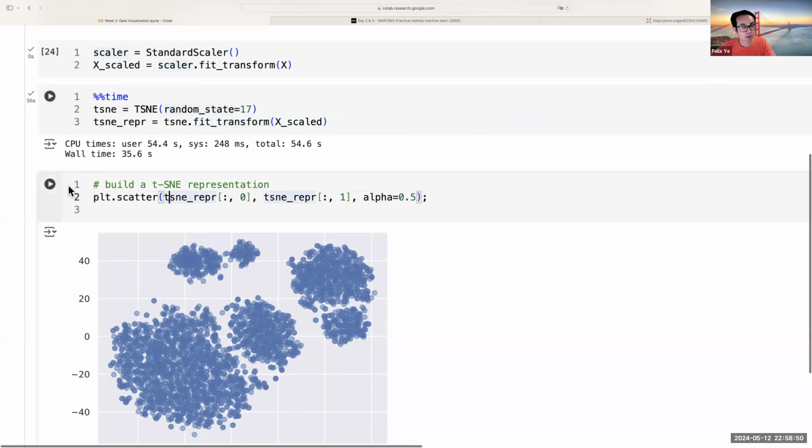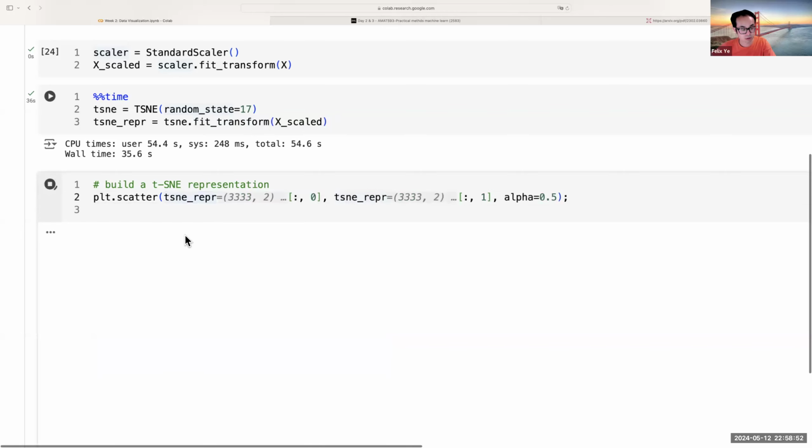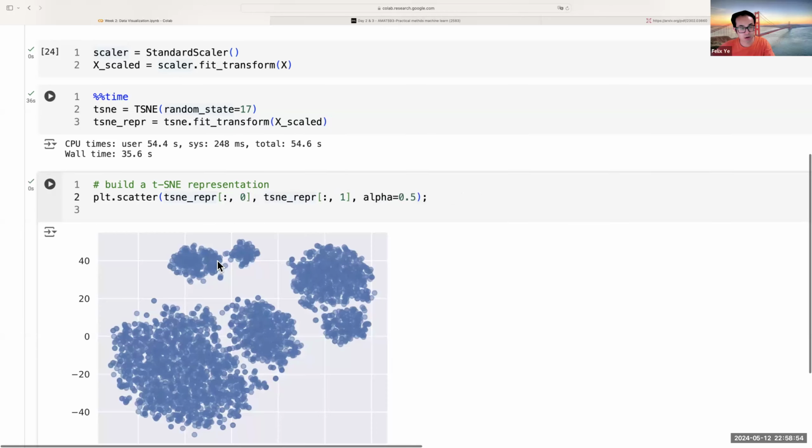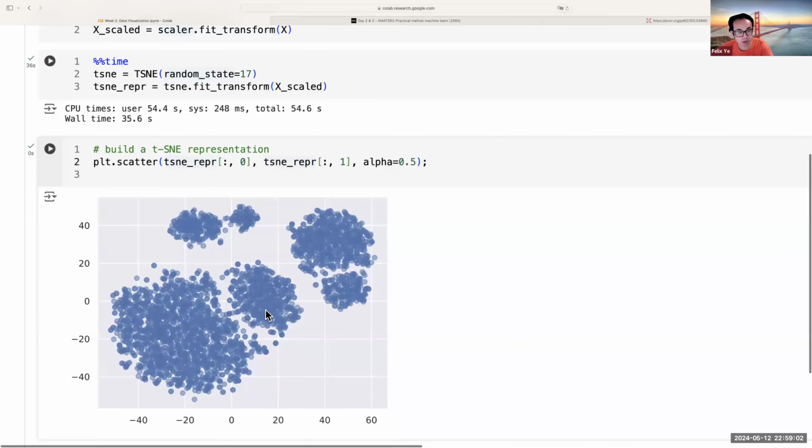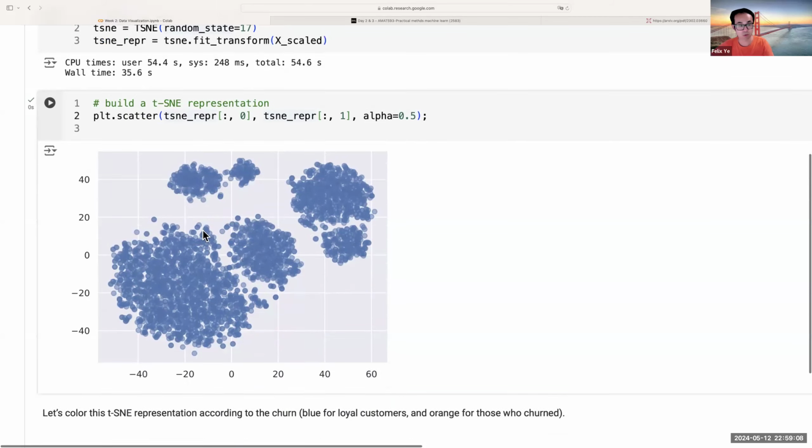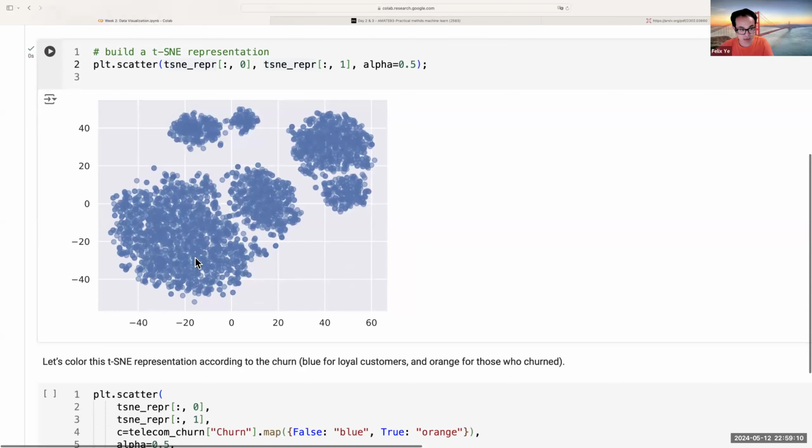Okay. So we can just plot it out. It looks like this. This is just a 2D representation of the whole data if we consider all the features together. So you can see, obviously, we have a bunch of clusters. We have cluster 1, 2, 3, 4, 5, 6, six clusters. So this is a t-SNE representation of the six clusters.